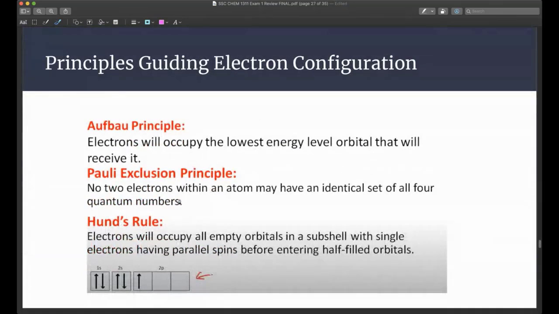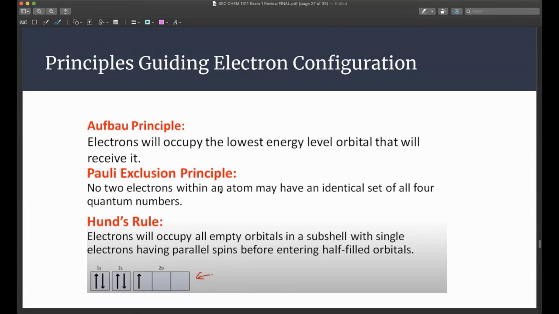So there are some principles that help us write our electron configurations. The first one is the Aufbau principle, which says that electrons will occupy the lowest energy level orbital that will receive it. So there's no such thing as an electron going straight to the 6s orbital. It'll always start in the 1s orbital if the 1s orbital is open.